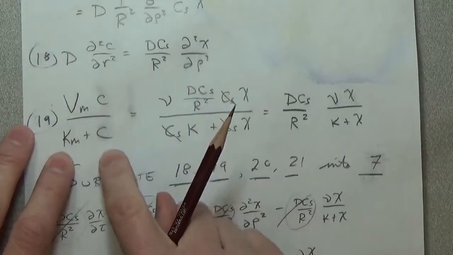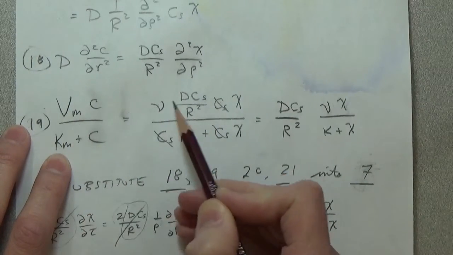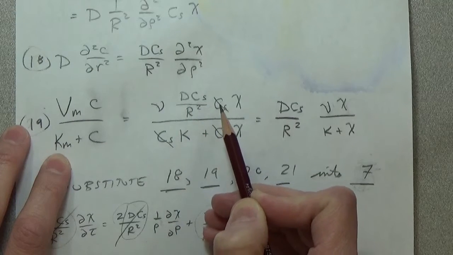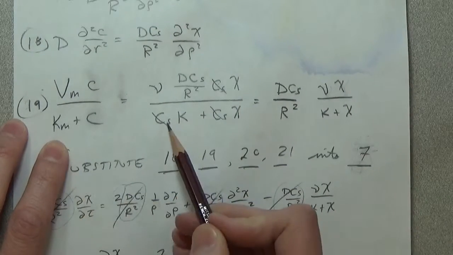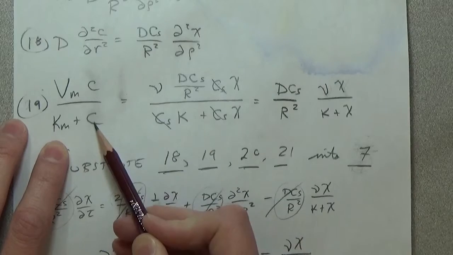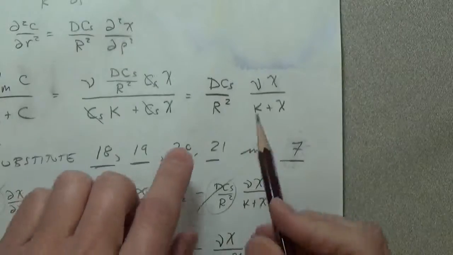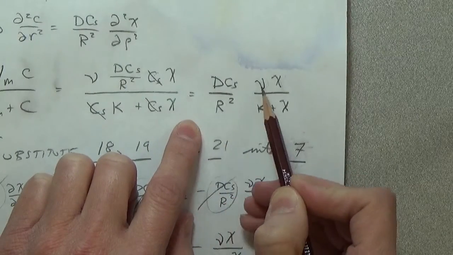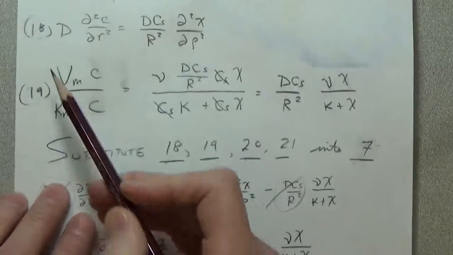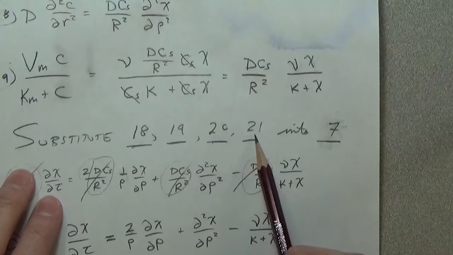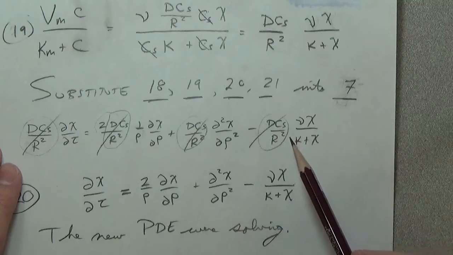And then going into the Michaelis-Menten term, in place of Vm we have nu d cs over r squared, and for c we have cs rho. For Km we have cs kappa, and for c we have cs chi. So the cs's cancel, and we're left with d cs over r squared nu chi over kappa plus chi. So we take all these, 18, 19, 20, 21, and we substitute into our equation 7. And these terms all divide out.